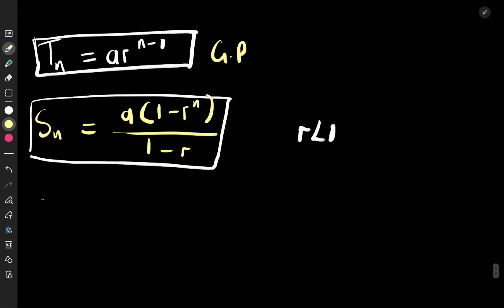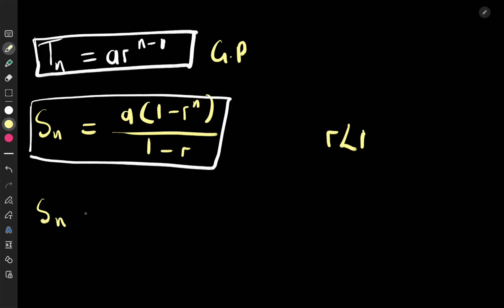Remember, R less than 1 means your R is probably going to be a fraction. A fraction is less than 1. Okay, so this is actually R just less than 1, not necessarily a fraction, but any R which is less than 1, which could be negative and whatever. When it's a fraction, we're going to show the sum to infinity, but this one is just when R is less than 1 only.